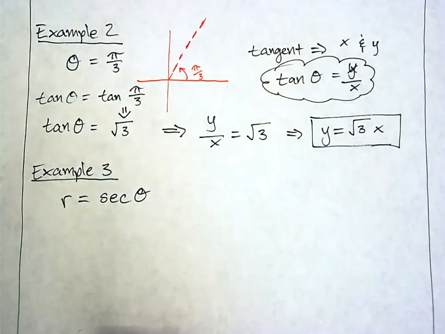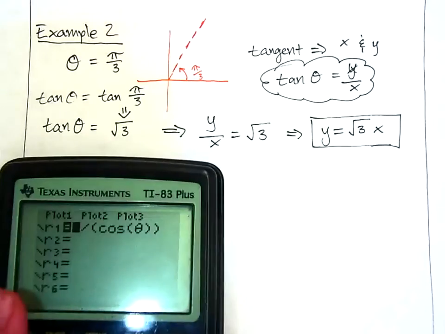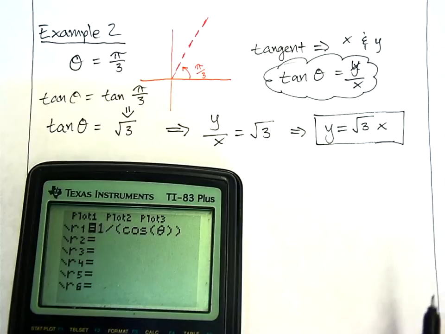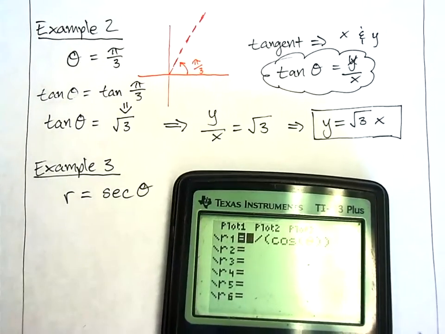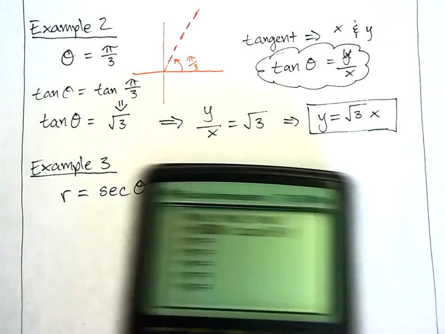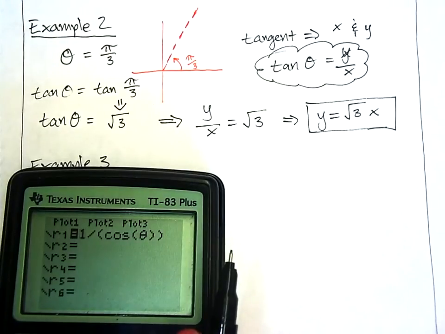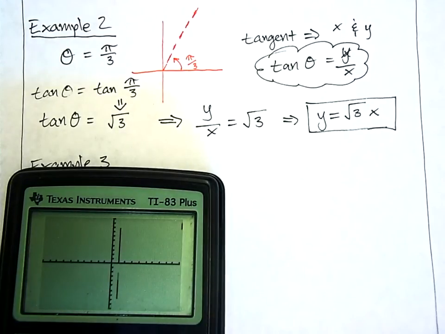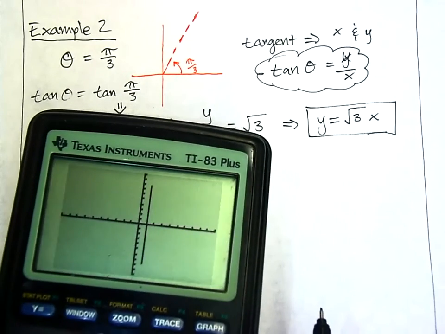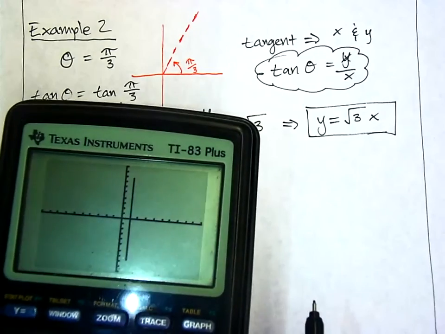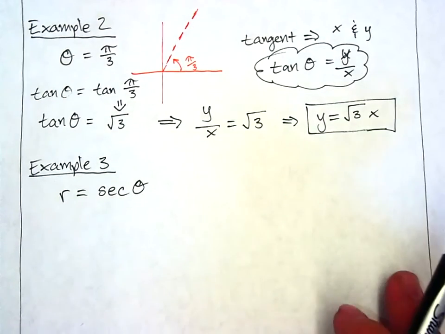So before we start though, let's go ahead and see what this graph is going to look like. If you have a graphing calculator, you can always check your answers by graphing polar equations. So here I have 1 over cosine theta, and that's the same thing as secant theta. If I were to graph it, let's see how it looks. So it goes up and then goes up right there. We're going to have a vertical line. So I'm going to be expecting x equals something, and it looks like right here x should be equal to 1. Let's see if that works.